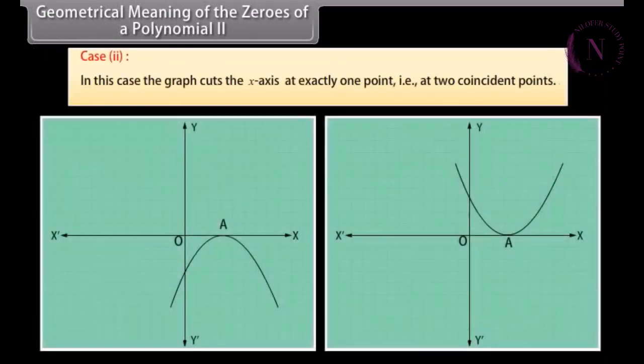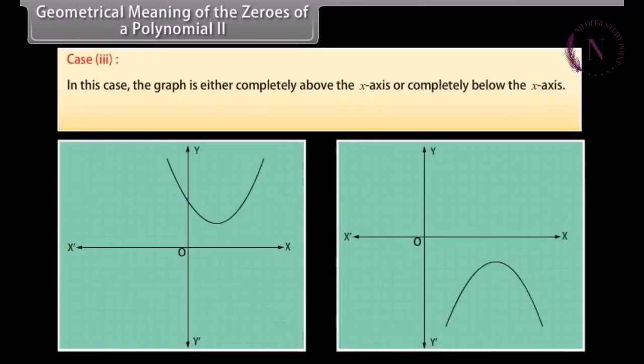Case 2. In this case, the graph cuts the x-axis at exactly one point, that is, at 2 coincident points. The 2 points A and A bar of case 1 coincide here to become one point A. Case 3. In this case, the graph is either completely above the x-axis or completely below the x-axis. It does not cut the x-axis at any point. The quadratic polynomial ax² + bx + c has no zero in this case.